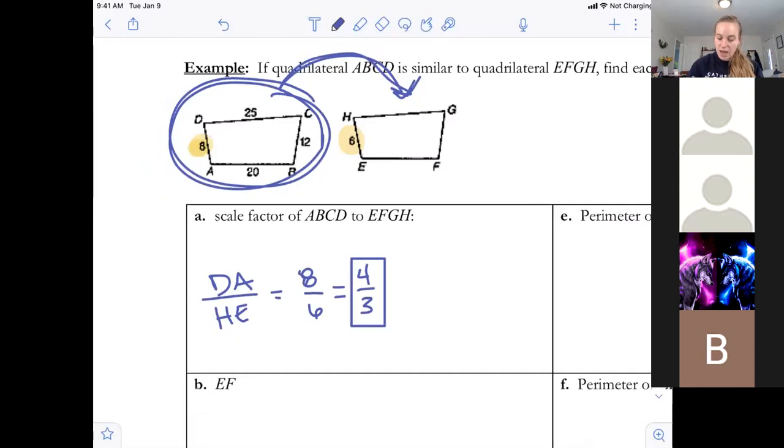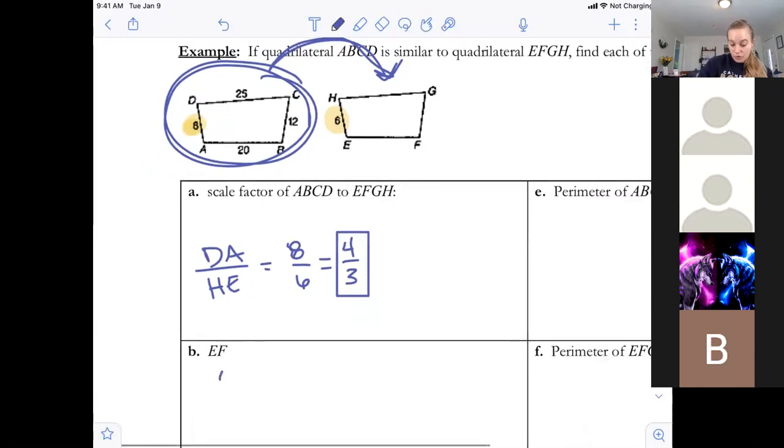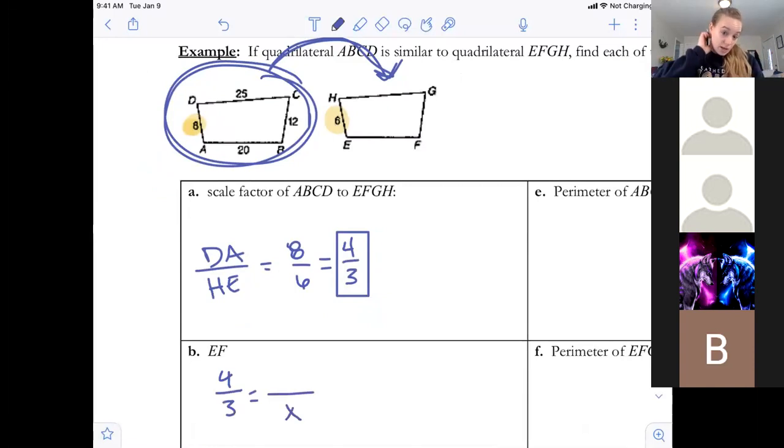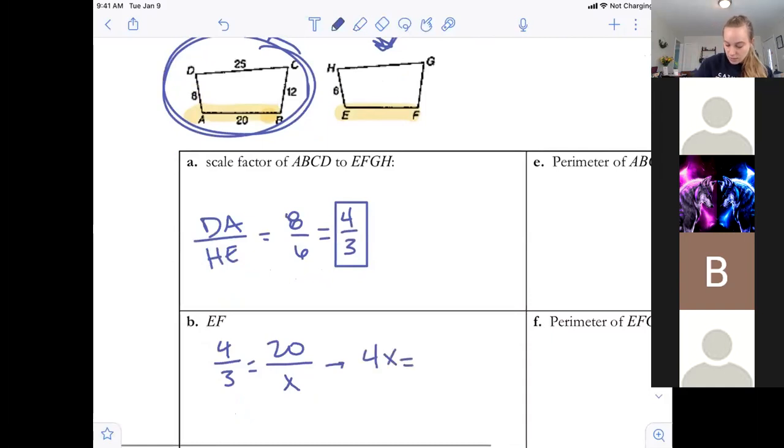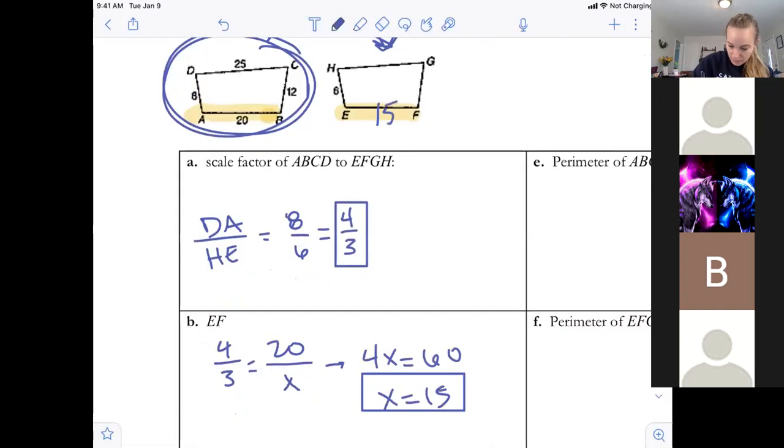So to find EF, I'm going to keep everything the same. I'm going to do 4 over 3 equals something over X, because we're looking for all of the sides in the right-hand shape. So if I'm finding EF, which side goes with EF? 20. 20, very good, my AB side. So I'm going to put 20 over X to find this one. Thank you, Tyler. All right, cross multiply, I get 4X equals 60, and then divide by 4, I believe I get 15. And I'm going to label my picture as I go just so I don't forget what I'm doing and what I'm finding.